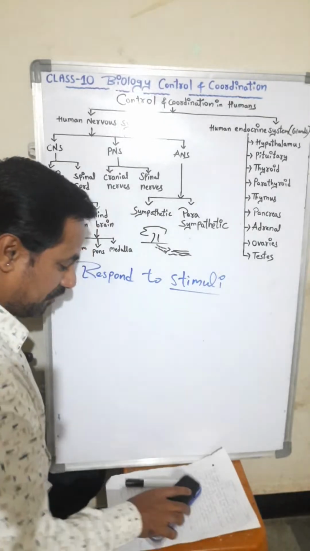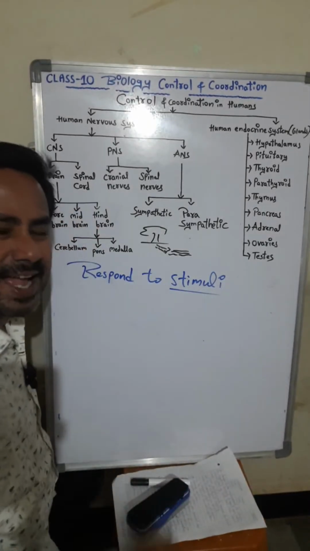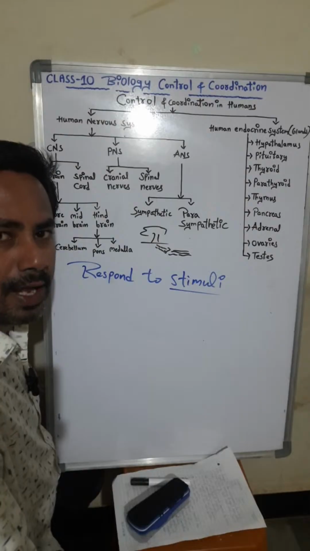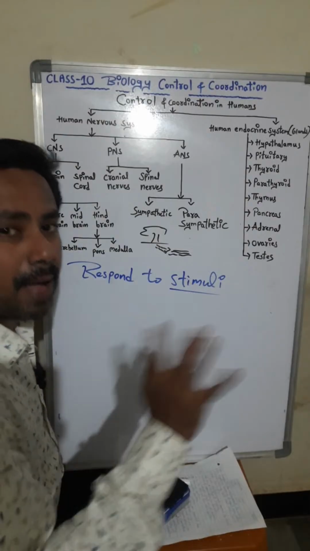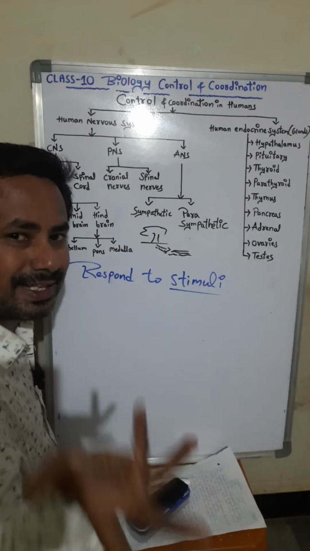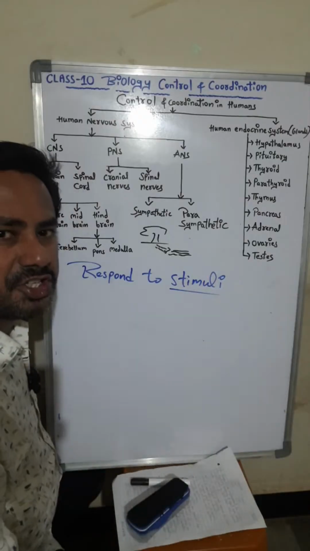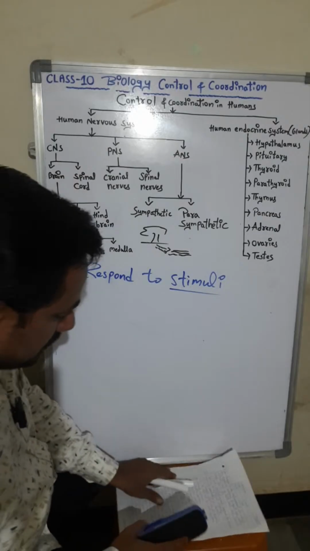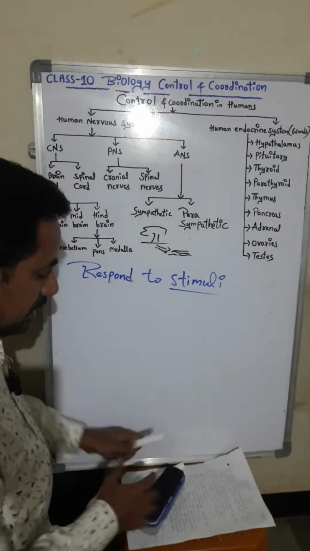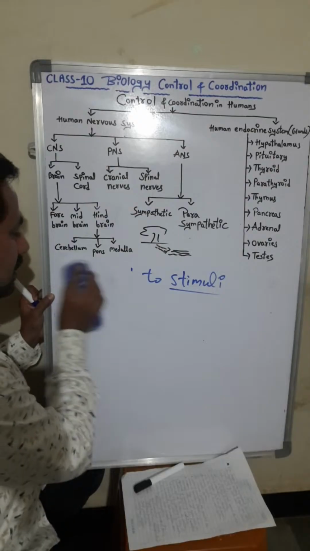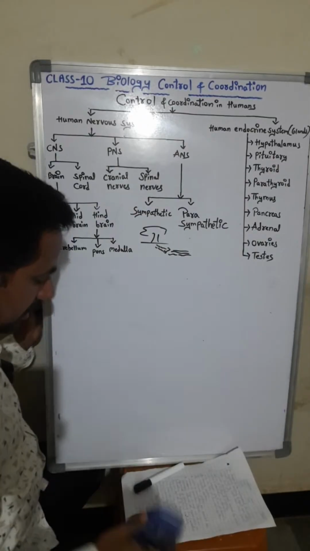Clear? Okay, fine. Both plants and animals respond to stimuli but in a different manner. Plants respond in a different manner. Human beings and animals, we respond to changes in a different manner. Okay, fine. Now let us see control and coordination in animals.